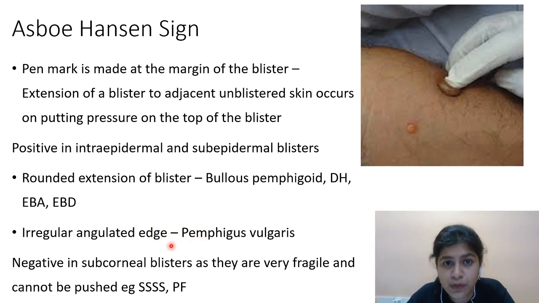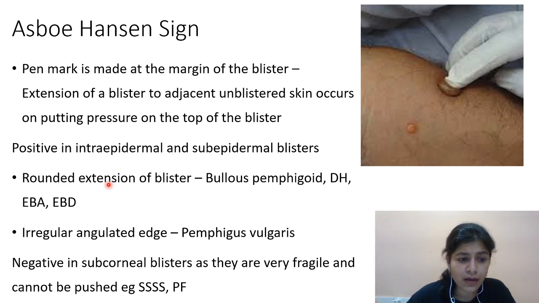Now, Asboe-Hansen sign you cannot perform in a case of pemphigus foliaceus. The reason being that the blisters, first of all, are very rarely seen, and they are extremely fragile since the roof is formed only by the stratum corneum, right? So it's physically not possible for you to perform an Asboe-Hansen sign in a case of pemphigus foliaceus because it's a very fragile blister, correct?